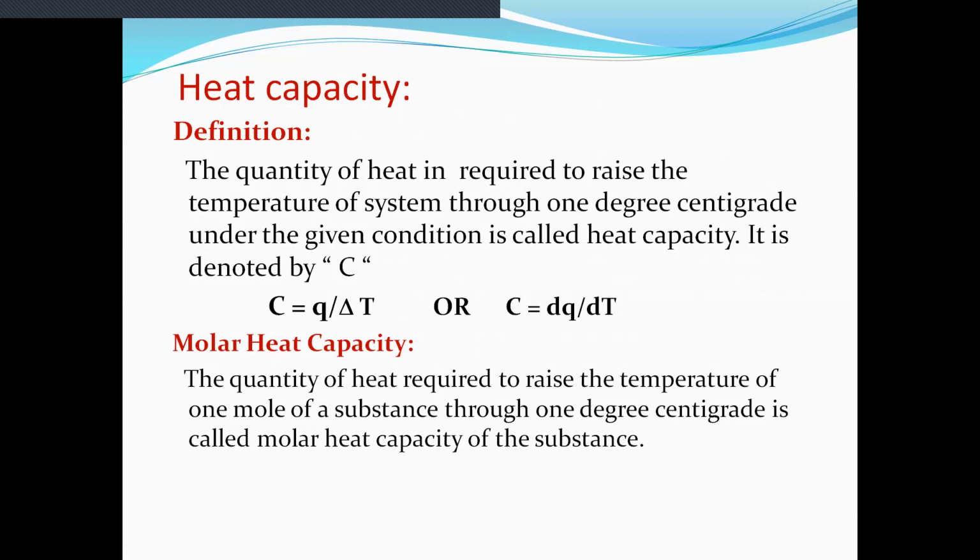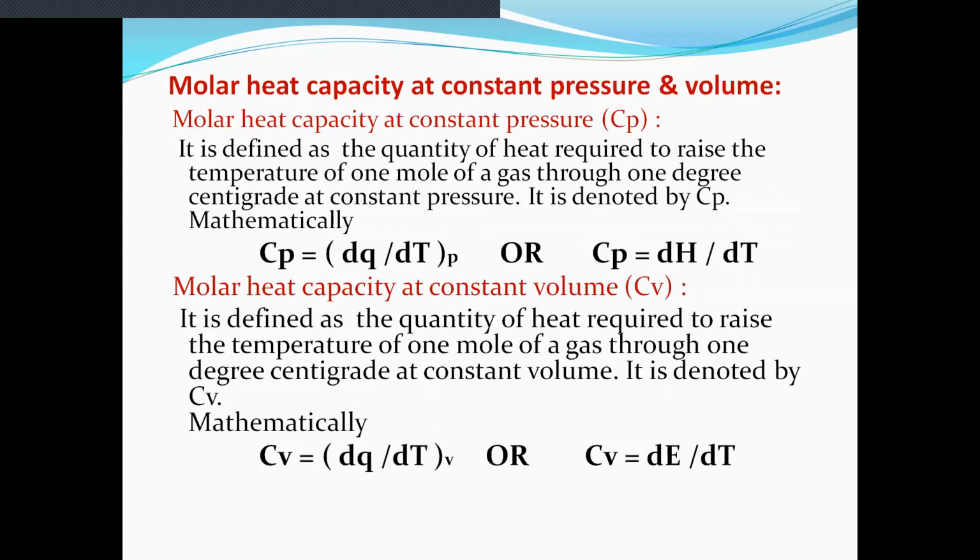Molar heat capacity. The quantity of heat required to raise the temperature of 1 mole of substance through 1 degree centigrade is called molar heat capacity. Molar heat capacity at constant pressure and constant volume. Now, first, molar heat capacity at constant pressure. It is defined as the quantity of heat required to raise the temperature of 1 mole of gas through 1 degree centigrade at constant pressure. It is denoted by Cp.